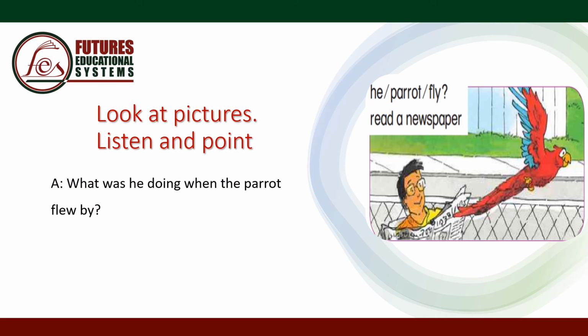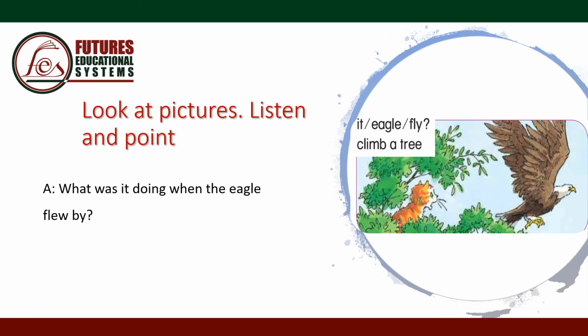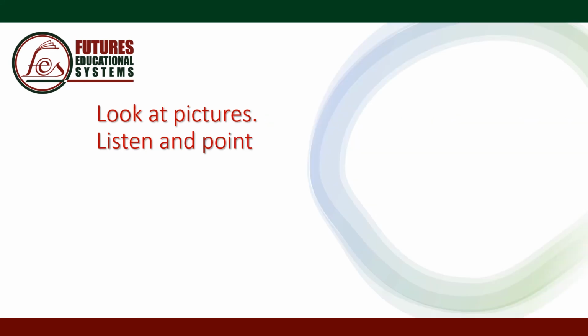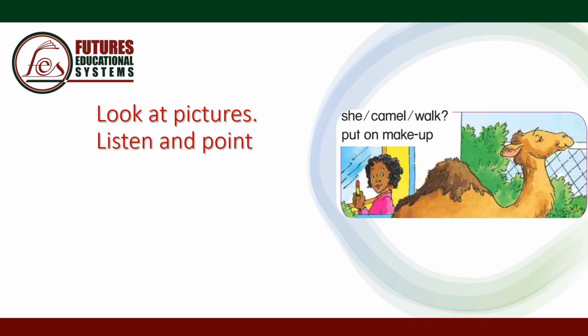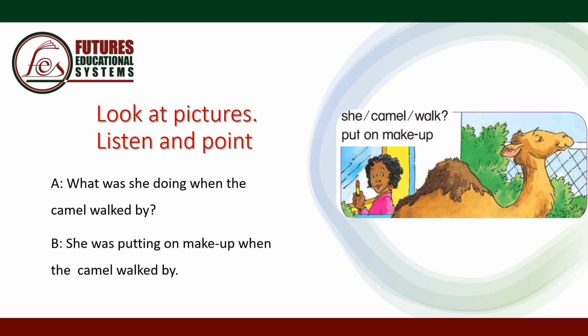What was he doing when the parrot flew by? He was reading a newspaper when the parrot flew by. What was it doing when the eagle flew by? It was climbing a tree when the eagle flew by. What was she doing when the camel walked by? She was putting on makeup when the camel walked by.